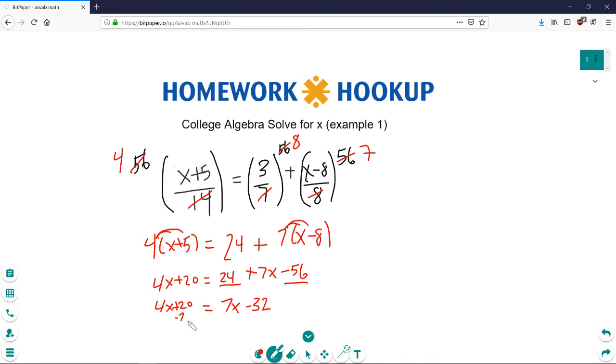So now what I'm going to do is bring the 20 over here. So I'm going to subtract 20 on both sides. If we do that, what we're going to get is 4x is equal to 7x minus 52.